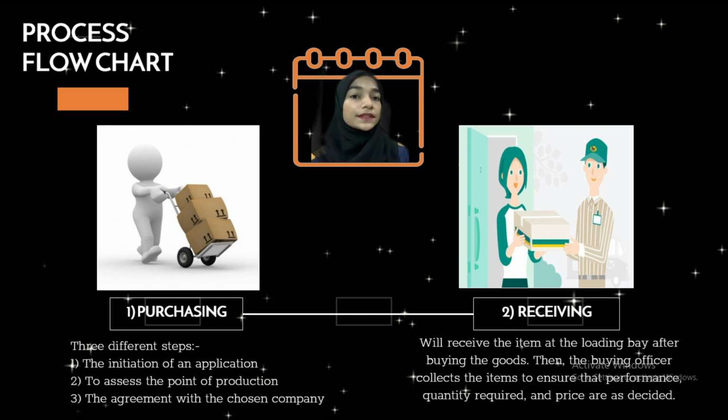The next step is receiving. In receiving step, they will get the item at the loading bay after purchase the goods. Then the buyer officer will collect the item to ensure the performance, quantity required, and price are as decided.